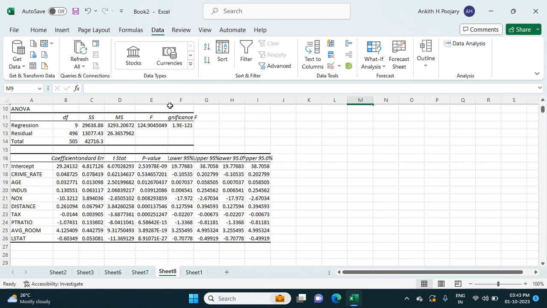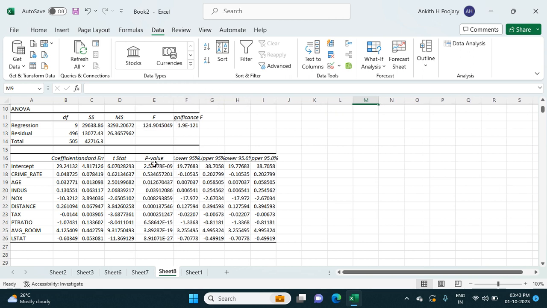So just look here. We have the p-value. Just don't look at the intercept, I will explain what that is. Look at the column heading. Here for crime rate I have 0.53, which means a 53% p-value. So this does not fulfill my condition for the p-value. It should be less than 5%.